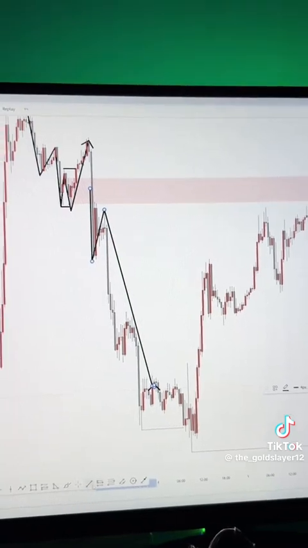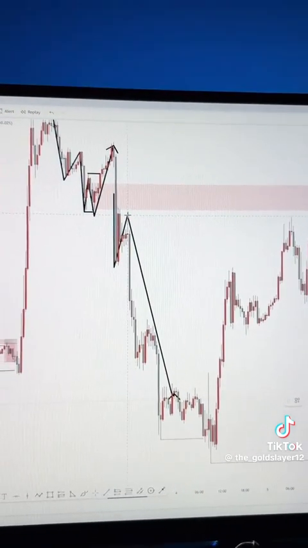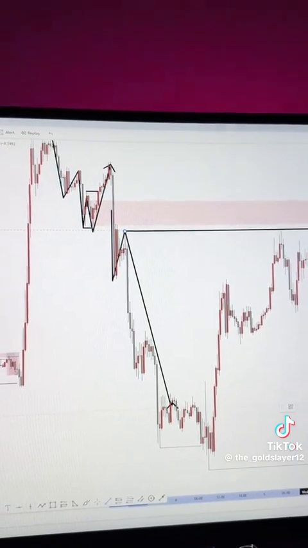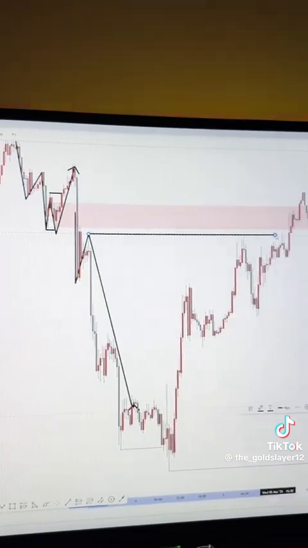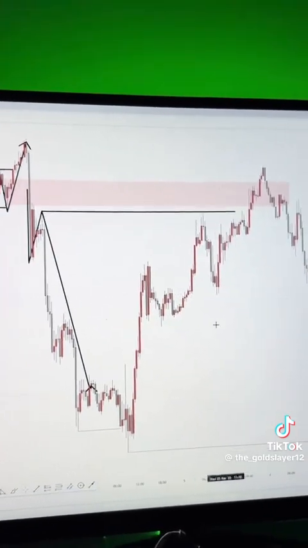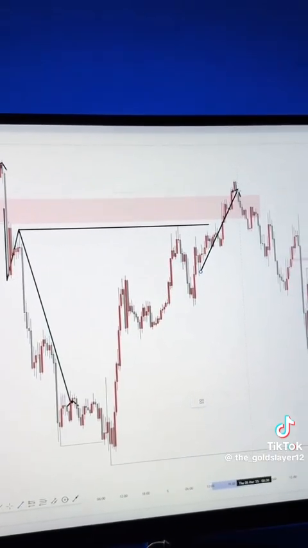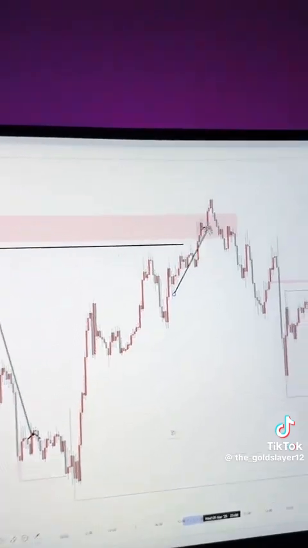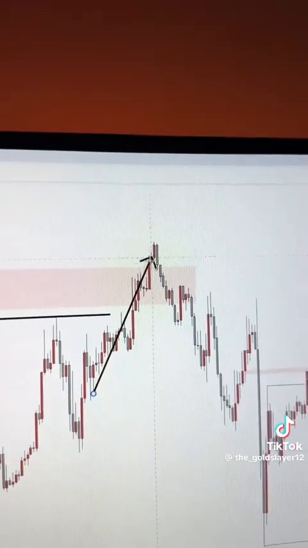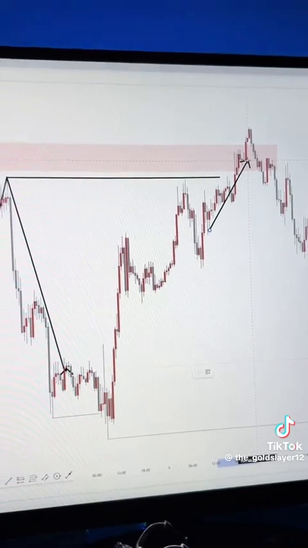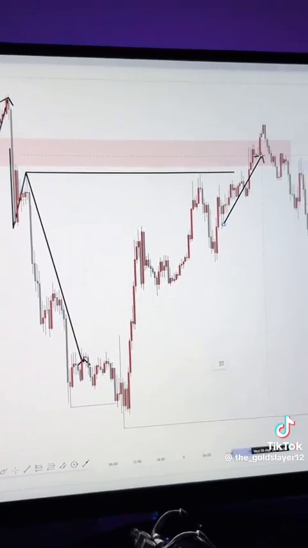So let me mark that out. Mark this pullback out as a structural liquidity like this. You can see that. That's a structural liquidity like this. And then what happens? The original pullback takes place, and then our confirmation comes at this bearish engulfing candle over here. You can see that's a bearish engulfing candle. As I said to you guys, I don't trade without confirmations.